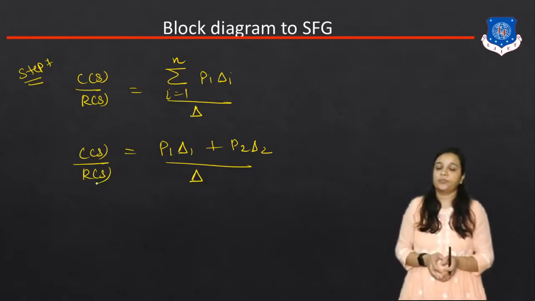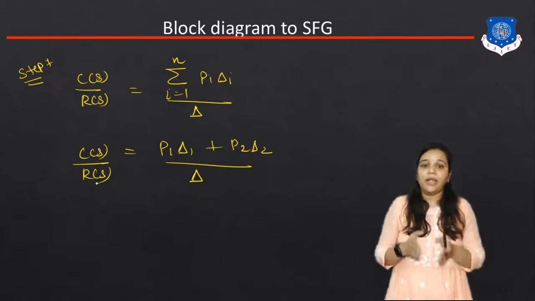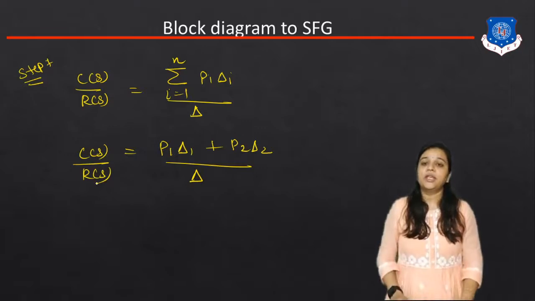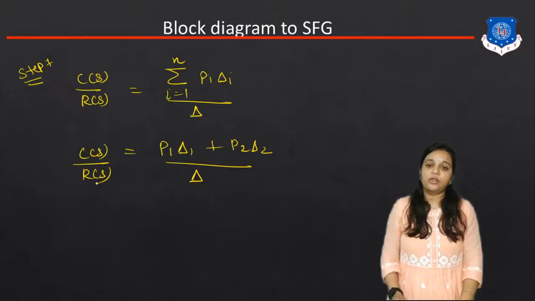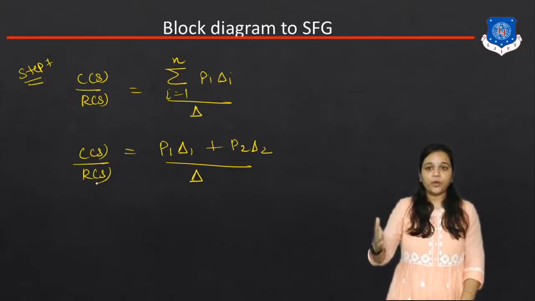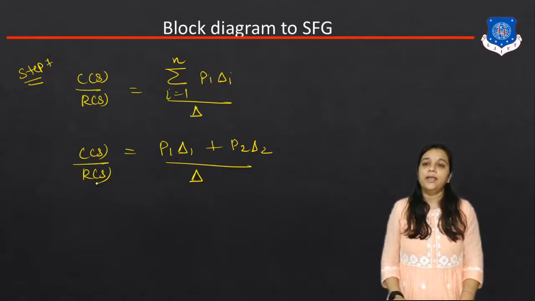Okay, so in the exam, if the block diagram is given and they ask to find the transfer function using the signal flow graph, first of all you have to convert this block diagram to the signal flow graph, and then you have to apply Mason's Gain formula.